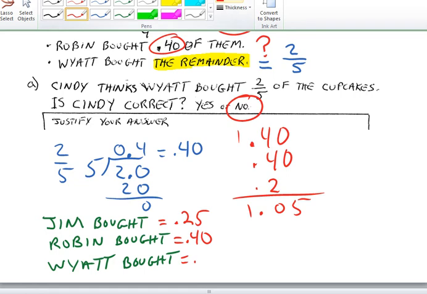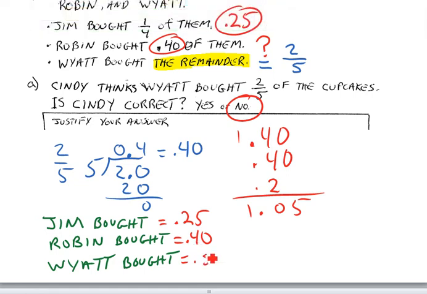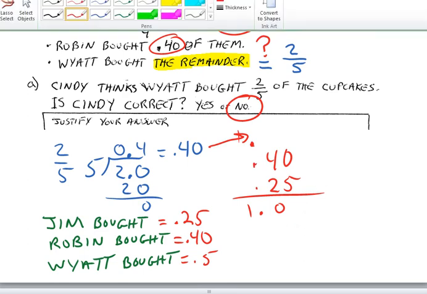So let's see here. I'll put this back. Okay, so we thought that this goes to Wyatt. We thought it was 2/5, and that is not true. It cannot be 40. So we don't know what Wyatt is. We know that Jim bought 0.25. We know that Robin bought 0.40. We don't know this one right down here. So what is the missing number so that this will equal 1?